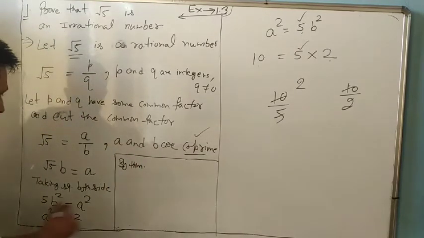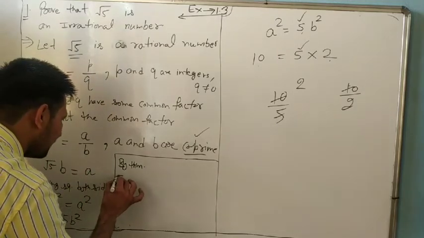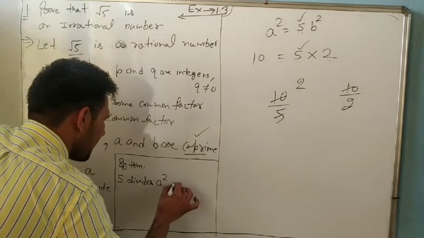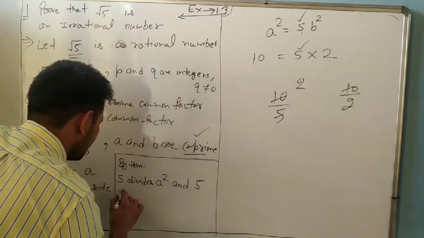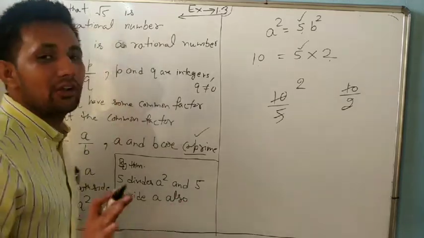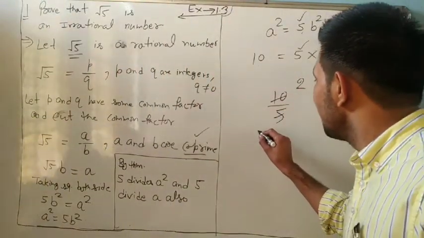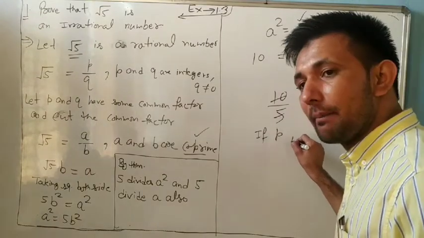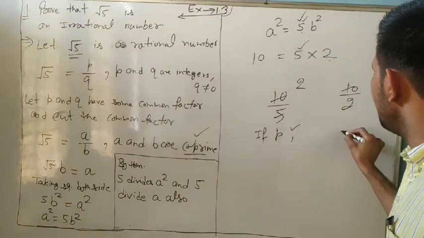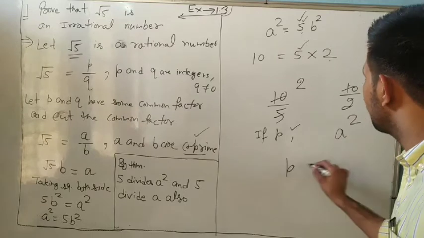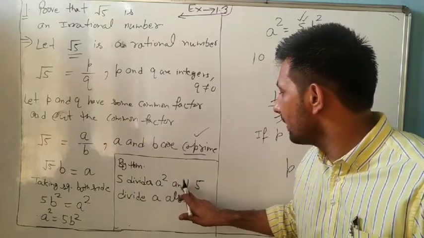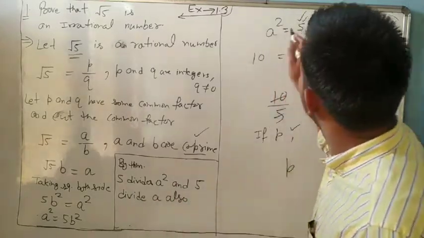So therefore we can write 5 divides a square and 5 divides a also. Can we write or not? In the theorem we said that if p is a prime number, 5 is a prime number, if p divides a square, then p divides a also. Same as it is, 5 divides a square and 5 divides a also, because 5 is a prime number.